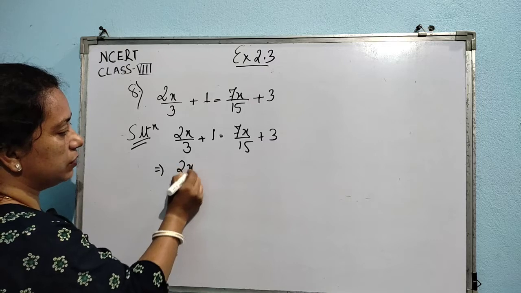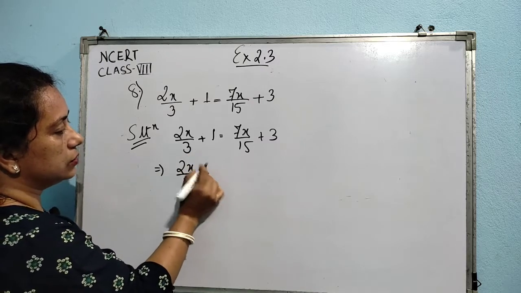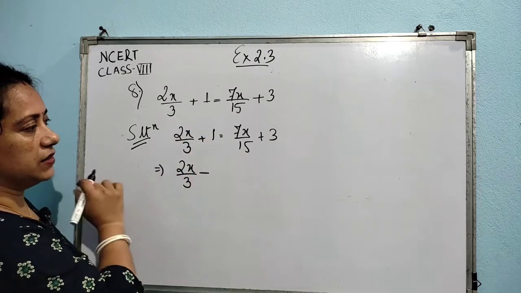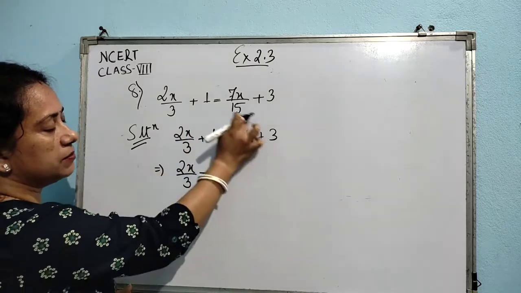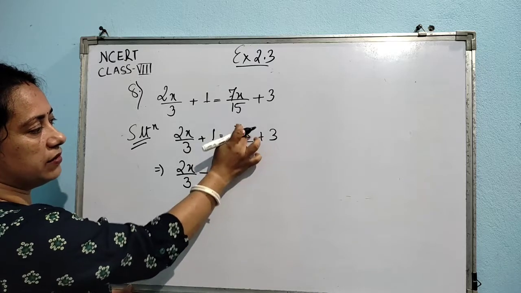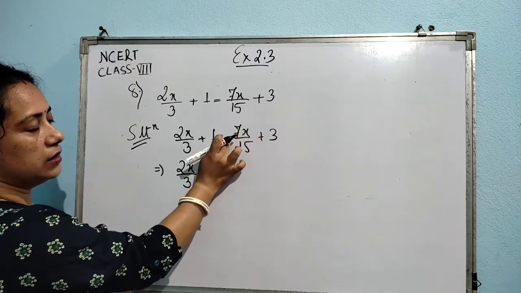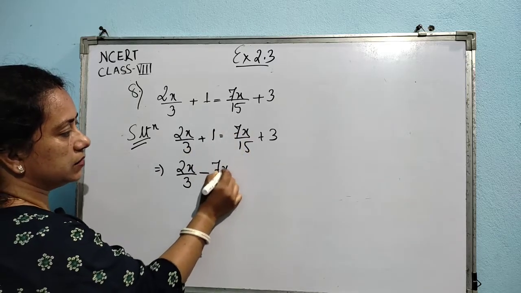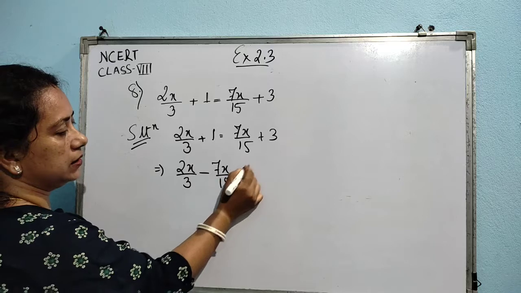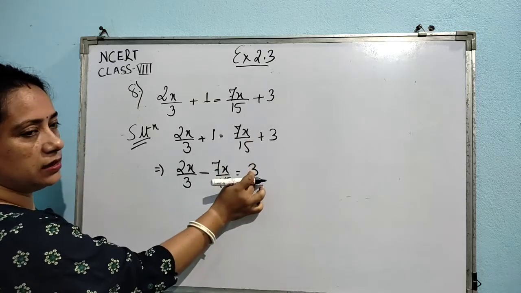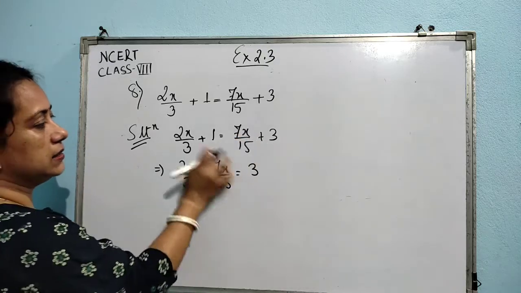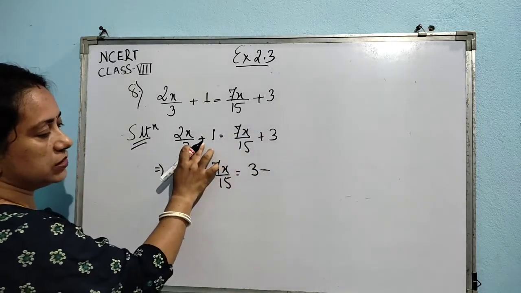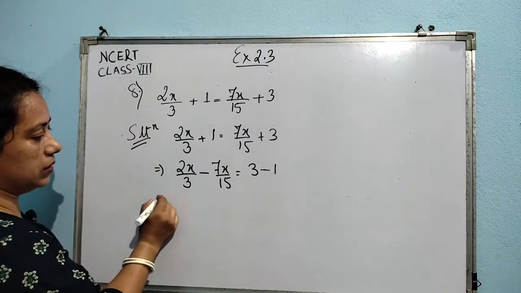So what is our first target? We want to bring all those terms which are having the variable in left hand side. So here 7x by 15. Before 7x by 15, this entire downward sign is there. No sign means positive. So if it is coming to left hand side, it becomes minus 7x by 15. Here 3 is not changing its side, so it will be left as it is. Plus 1 goes to right hand side from left hand side. It was plus 1, so it becomes minus 1.